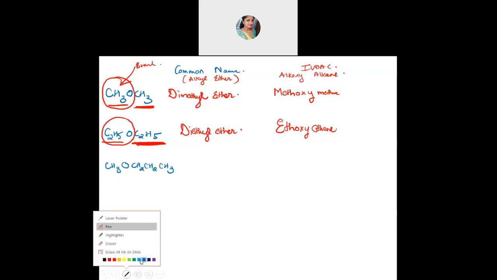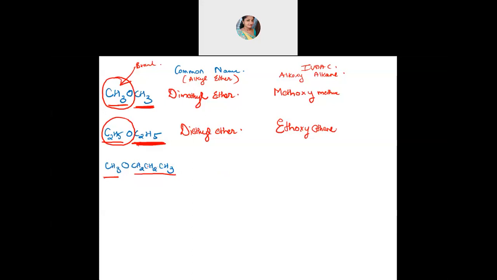One is CH3 and the other one is CH2, CH2, CH3. No, peroxy bond is this: oxygen and oxygen linkage, two oxygen linkage. That's a peroxide bond. This is only one oxygen. This is an ether bond. Now tell me what is the alkyl group here. One is methyl, one is propyl. Correct. So the name will be methyl propyl ether.